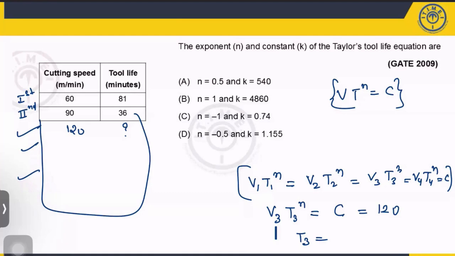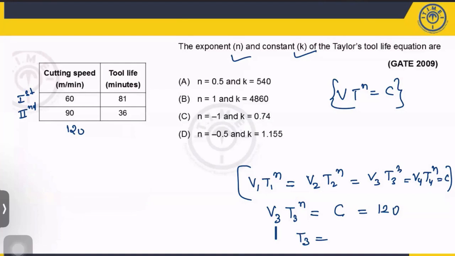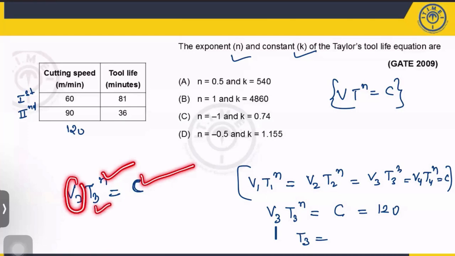That's why I'm telling you, just try to attempt this question. Once you know the n and k, you can calculate the velocity and the tool life in any case. Suppose if I'm giving you the tool life, you can calculate the velocity. It is the reverse method. I think you have made some mistake. It won't be wrong. Once you cross check your calculation, V3 T3 to the power of n, once you know the n and C value, meaning Taylor tool life constant value, you have to keep. N value is known to you, C value is known to you. If V3 is given, you can calculate T3. If T3 is given, you can calculate V3.